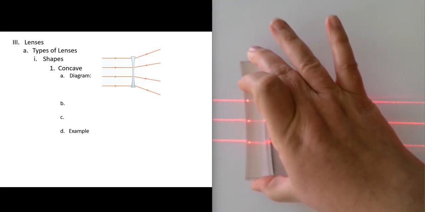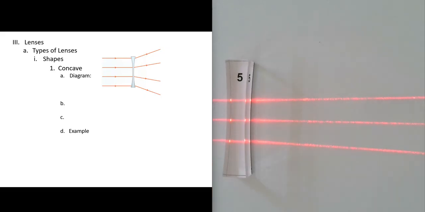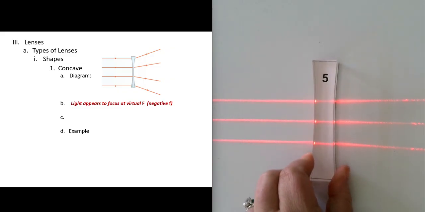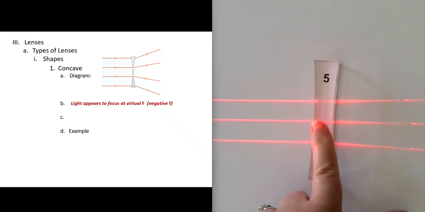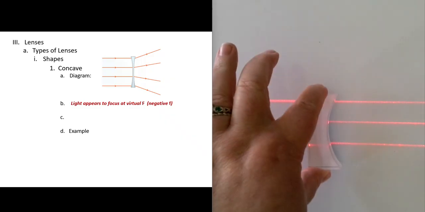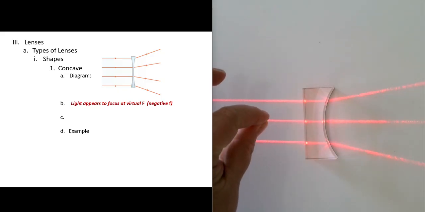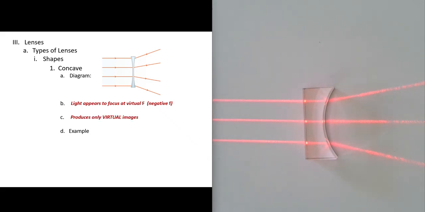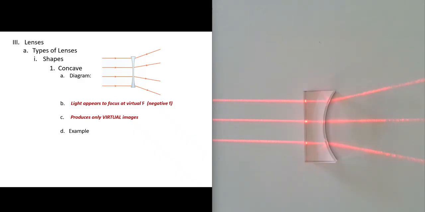So a concave lens actually spreads the light apart just a little bit, as you see on the screen over here with the laser. We can see that the light appears to focus at a virtual focal point back here, and it might be easier if we see something with a little more curvature than the one we have here. So let's use one like this. You can see that the lines are actually trying to come to this virtual focal point, which would be back here, and that therefore concave lenses can produce only virtual images.